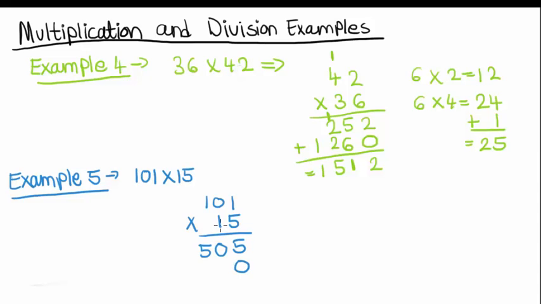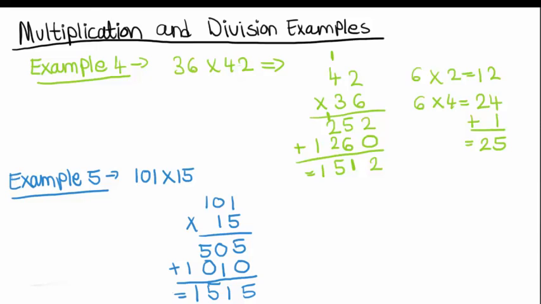Now you can move on to the second digit by multiplying 1 and 1 together to give you 1. Then you do 1 times 0 to give you 0 again, and then you do 1 times 1 to give you 1. In the last step, you add the 505 and the 1010 together for a final answer of 1515.